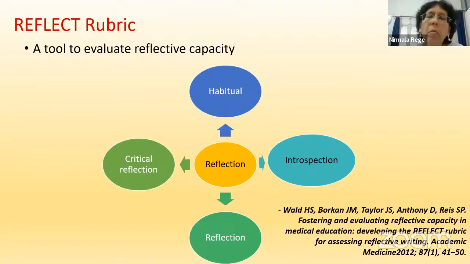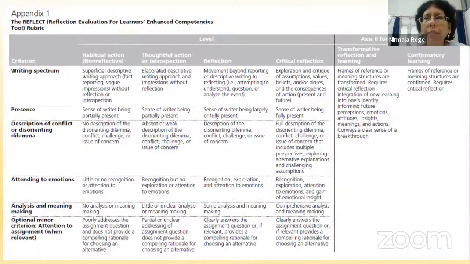There are many, in fact, but this is the one which I have used, called the REFLECT rubric. They have also put in 4 levels. One is habitual, that is, not reflective, more of a description. Then introspection, with little thoughtful action, then reflection, and critical reflection. For this, they have given a table in the appendix of what each level means and its description.